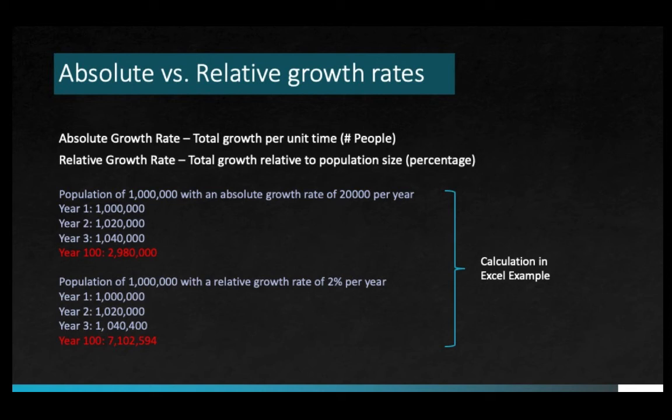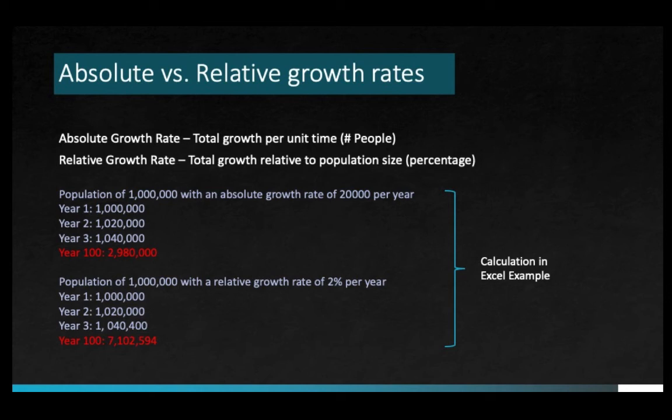A relative growth rate is growth relative to population size. This might be 1 person for every 100, and it's often represented as a percentage per unit time. 1 person per 100 per day, or year, or month. The difference between these rates matters a lot, and it's important to know which one you're talking about.